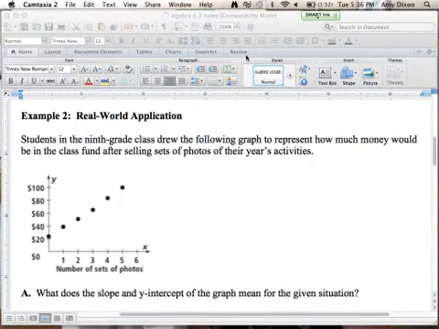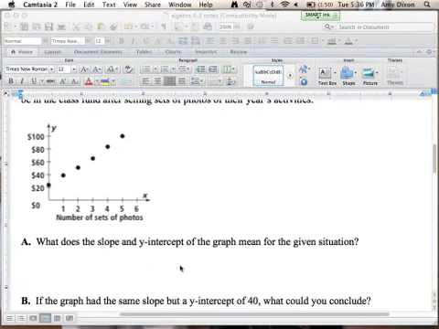Students in the 9th grade class drew the following graph to represent how much money would be in the class fund after selling sets of photos for their year's activities. We've got money on the left, so that's our dependent variable, how much money they're bringing in for the fundraiser. Below is the number of sets of photos that are sold. These points create a line, and we need to talk about what the slope and the y-intercept of the graph mean for the given situation.